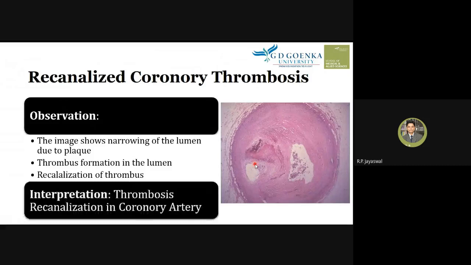The interpretation we can write here is thrombosis recanalization in coronary artery. This is our interpretation, that this coronary artery has a thrombosis where recanalization has taken place. So this is what we have learned today.